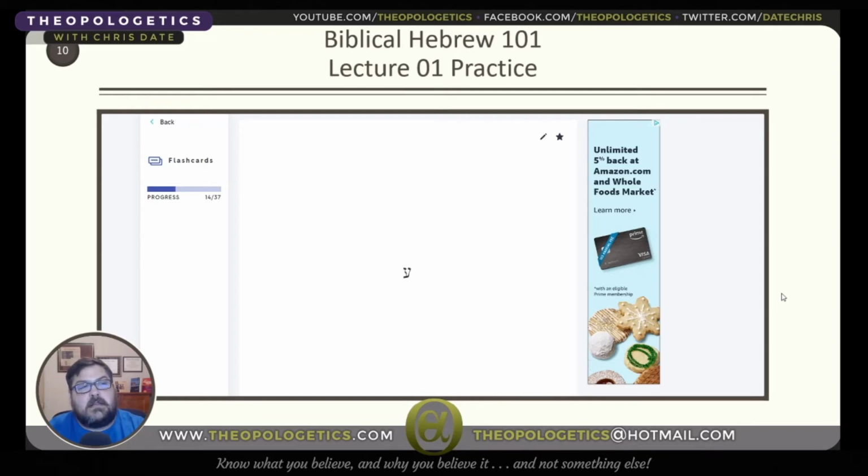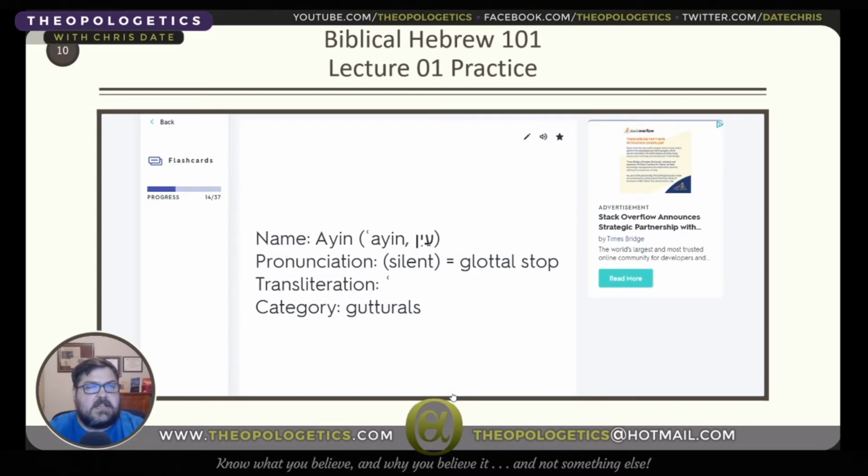This is the letter ayin. It's pronounced as a glottal stop, which means it uses one of those apostrophe-like symbols to transliterate it, but instead of pointing to the right, like the transliteration of Aleph, this is transliterated using an apostrophe-like symbol that points to the left, meaning its curved or convex edge points to the left. And this is in the category of gutturals as well, along with Aleph. Ayin, glottal stop, leftward pointed apostrophe, gutturals.